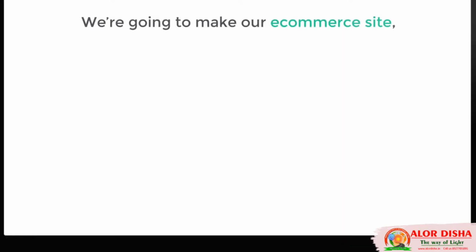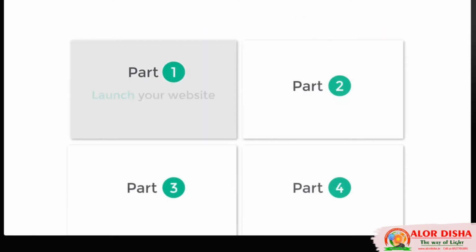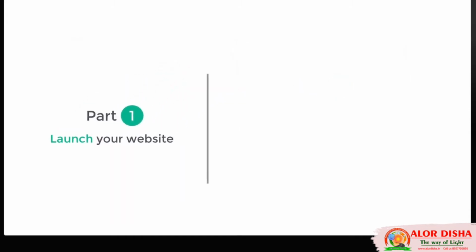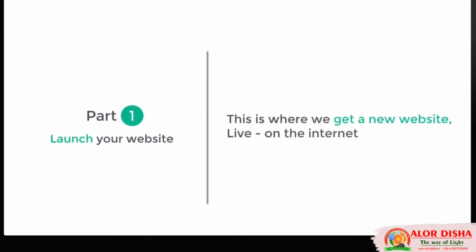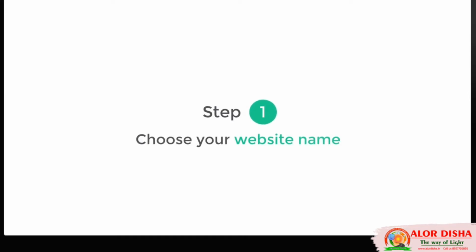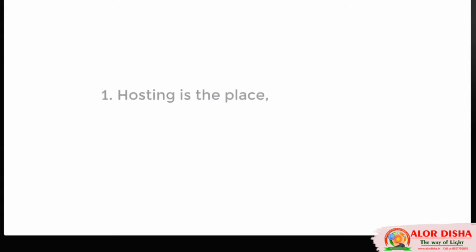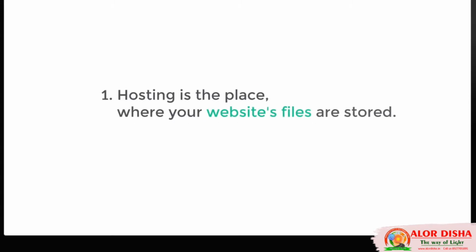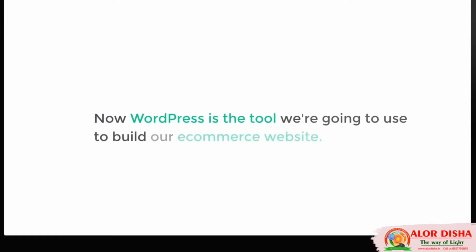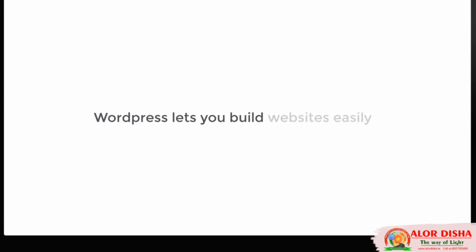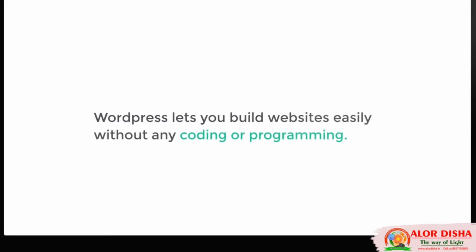We are going to make our e-commerce site in 4 parts. The first part is to launch your website. Now this is where we get a new website live on the internet. The first step is to choose your website name. You can go to the next step, which is to get your hosting and domain. So hosting is the place where your website's files are stored, and domain is your website's name. So once you've got your domain and hosting, we can now go to the final step of launching your website, which is to install WordPress. Now WordPress is the tool we are going to use to build our e-commerce website. WordPress lets you build websites easily without any coding or programming.